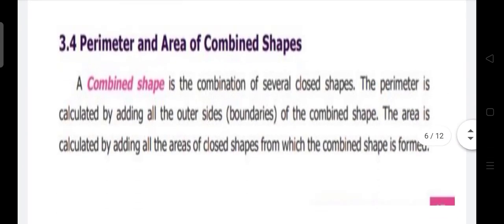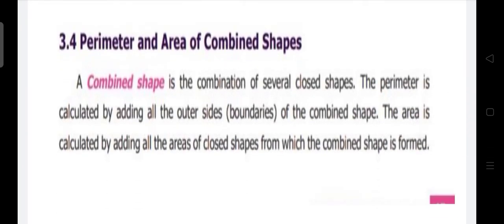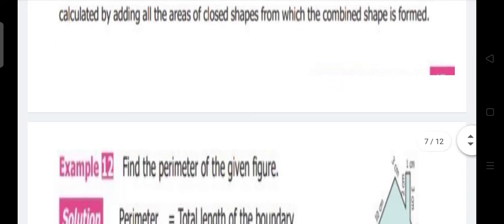Now perimeter and area of the combined shape. If we combine two shapes, the combined shape is the combination of several closed shapes. The perimeter is calculated by adding all the outer sides of the combined shape. The area is calculated by adding all the areas of the closed shapes from which the combined shape is formed.